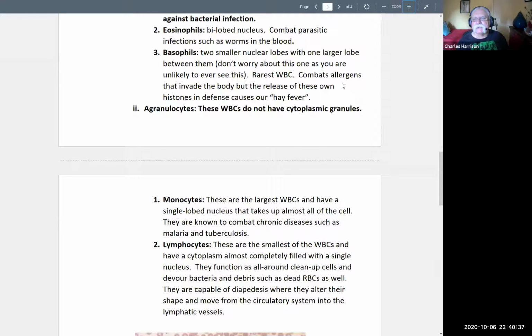It fights allergens, misspelled, I'm sorry, and it releases histones in defense. And this is the major cause of distress for a person who has hay fever and an allergen appears, because the basophil will try to destroy it, and it will release its own histones.